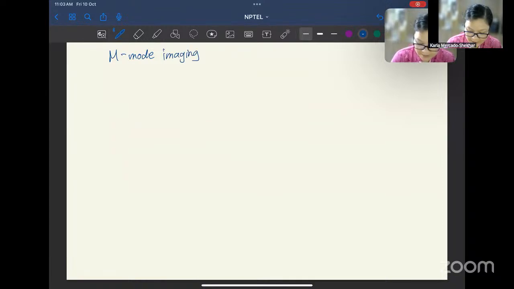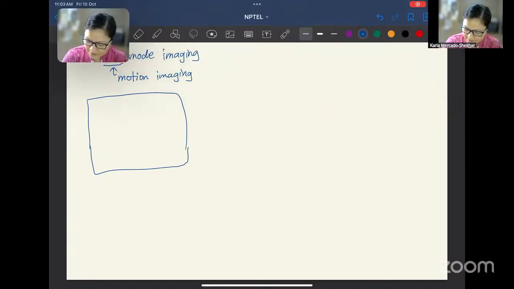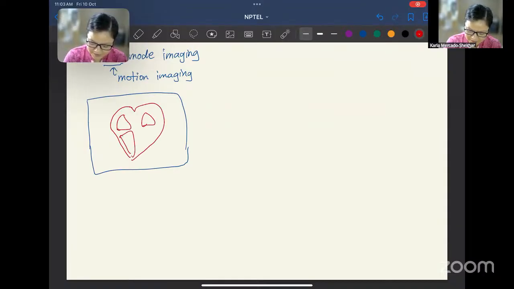So the M in M-mode stands for motion imaging. Okay. What is typically done here is that, let's say, if this was your image of a heart, for instance, I'll just draw a heart like this. Of course, the heart has 4 chambers, your atria and your ventricles, like this, right?